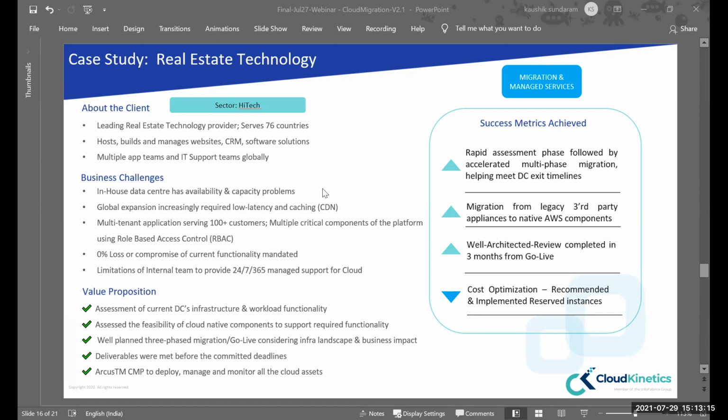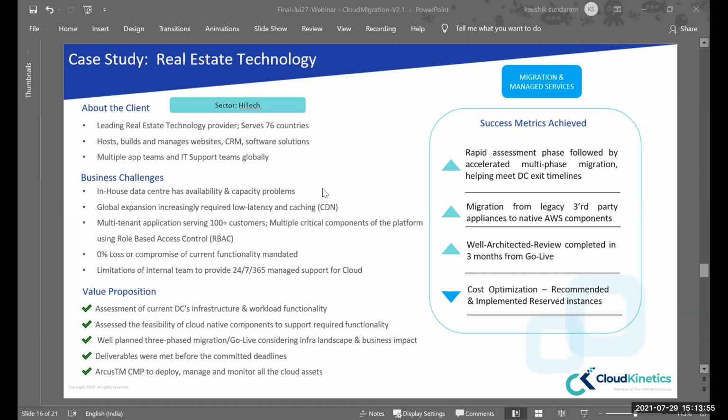We started off with the assessment of the current data center. The complete infrastructure in the data center was assessed, and then we did a study of their workloads and functionalities, basically to support the required functionality, since they already had complex functionalities built into their application platform. We had to make sure that when they migrate to AWS, the functionalities continue to work, so we had to do some refactoring as well. We explored the feasibility of using different cloud native components, which also modernized the infrastructure in the process.